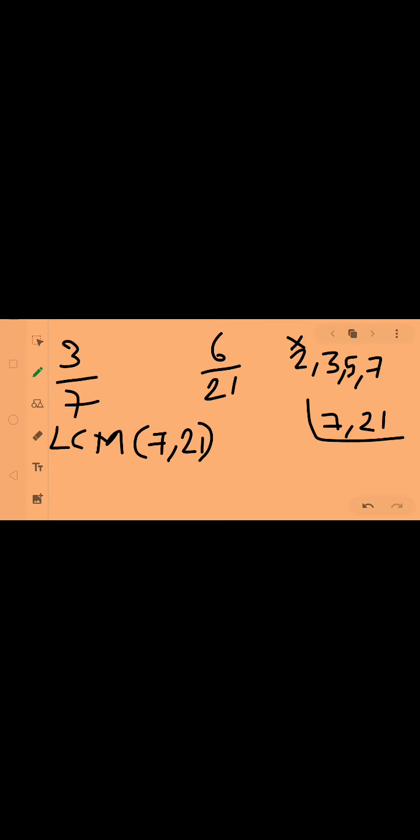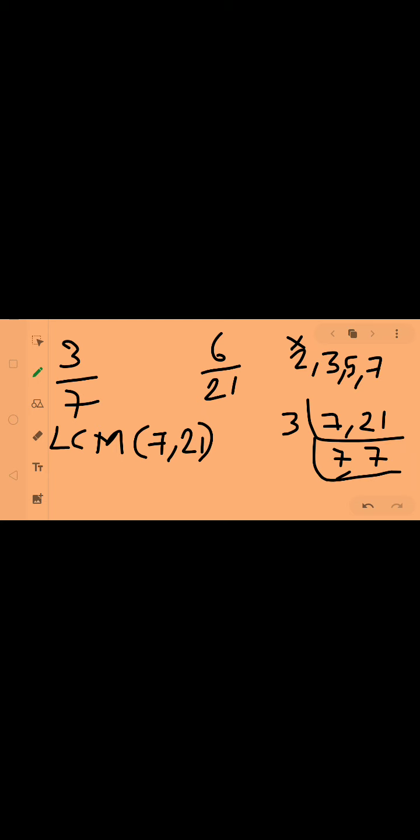So let's take the second prime number, which is 3. 7 is not divisible by 3, but 21 is divisible. So let's start with the 3. Since 7 is not divisible by 3, we drop down 7 as it is. 21 in 3 exact 7 times. So we get 7, 7, 7.